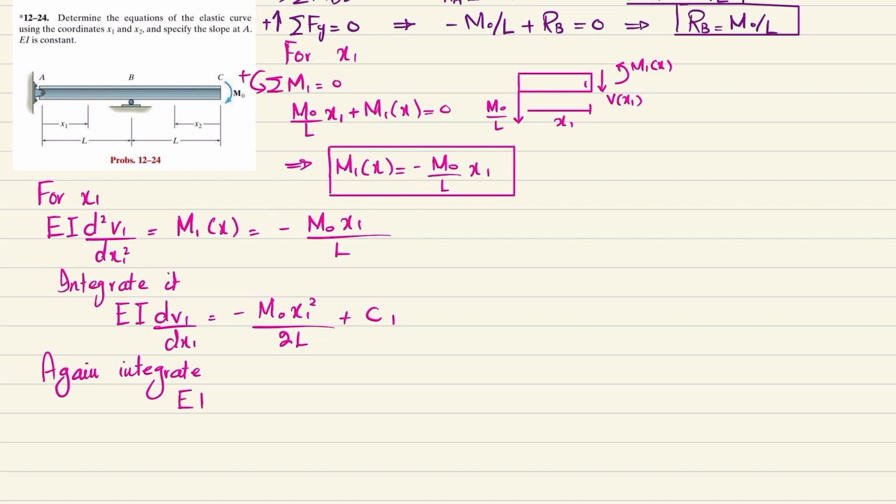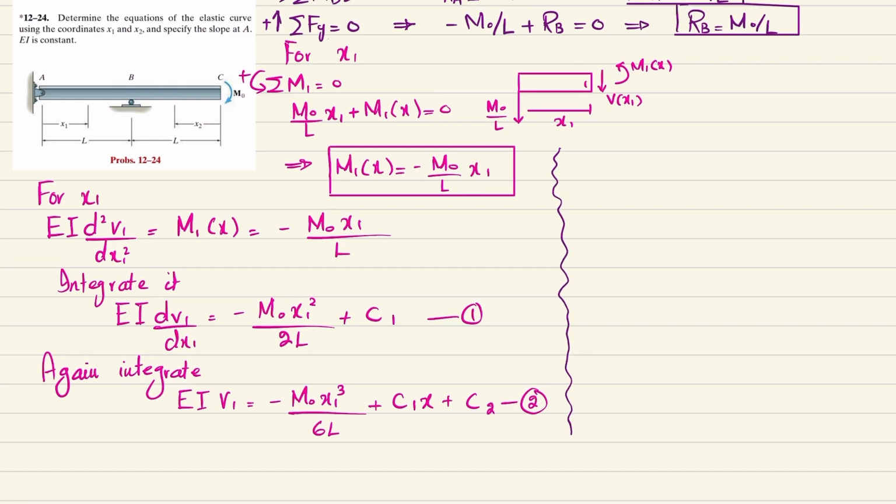So EI, after integrating it, you will get EI dv1/dx1 is equal to minus M naught x1 cube over 6L plus C1 x plus C2. Let this be your equation number 1, that is for slope, and this is for deflection. Now I will choose another color and I will take it for coordinate x2.